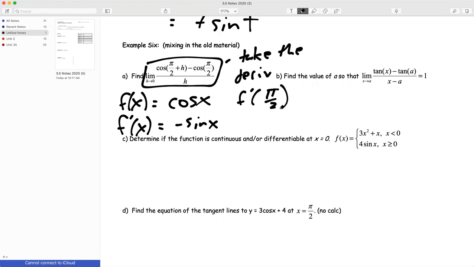So what is the sine of pi over 2? 1. It is 1, but the negative out front makes it negative 1.